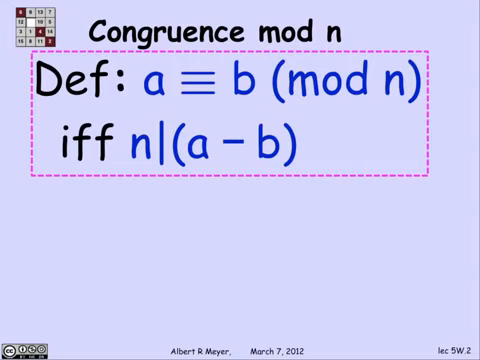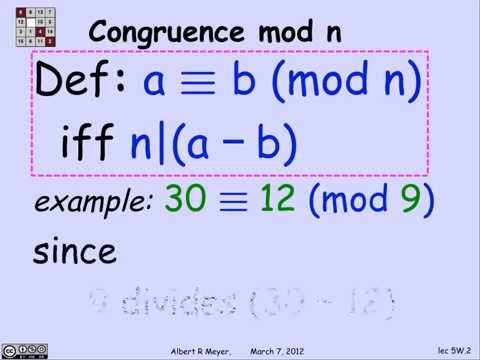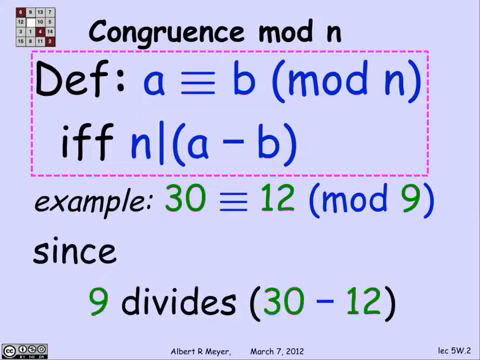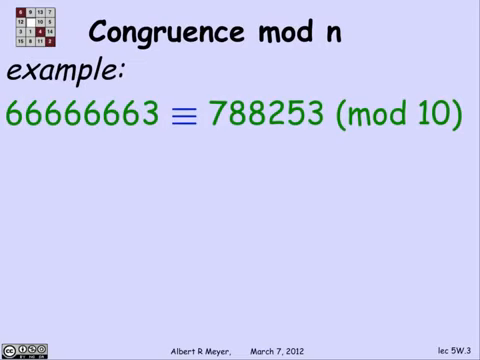There's other ways to define it. We'll see very shortly an equivalent formulation that could equally well have been used as a definition, but this is a standard one. A is equivalent to B means that A minus B is a multiple of n. Well, let's just practice. 30 is equivalent to 12 mod 9 because 30 minus 12 is 18, and 9 divides 18.